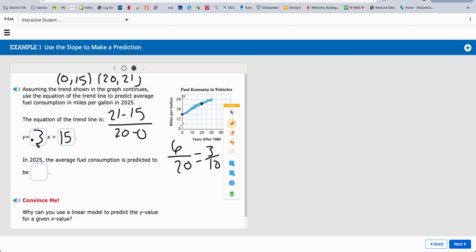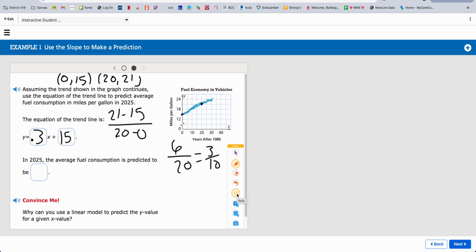decimal. So in 2025, the average fuel consumption is predicted to be, well, what is the X value of our graph? The X value of our graph is measuring what? Years after 1980. And so we're talking about the year 2025. What number do I need to put in for my X then? How do I find it? How many years is it from 1980 to 2025? It is 45 years. You would just subtract 2025 minus 1980. It's 45 years.